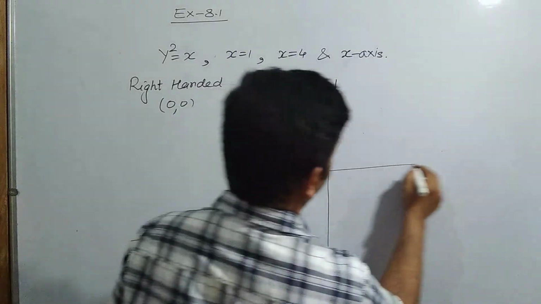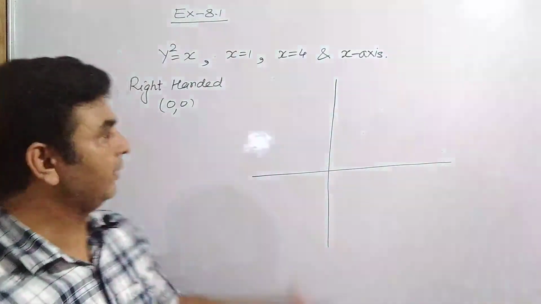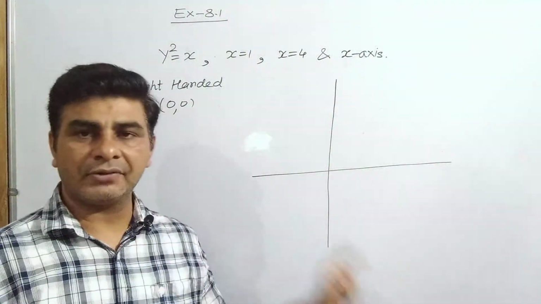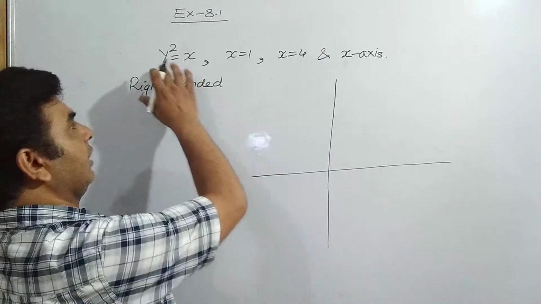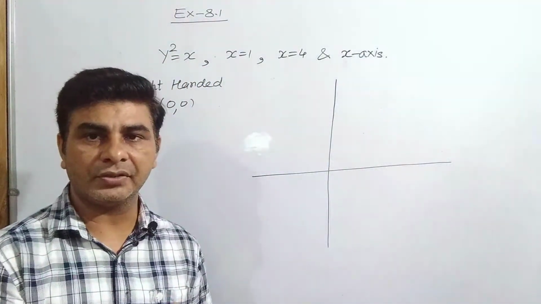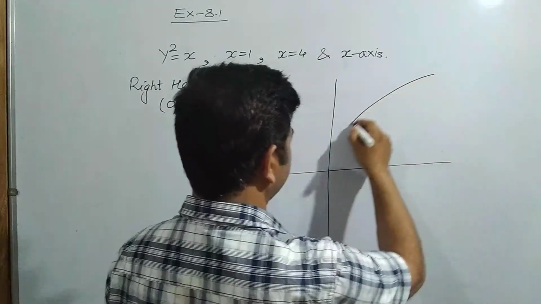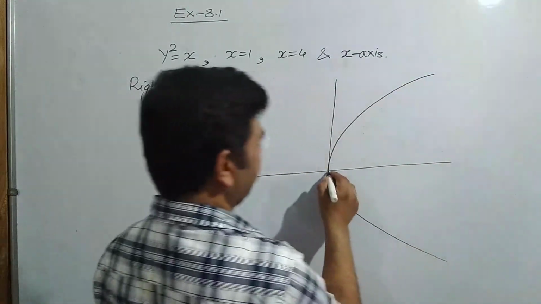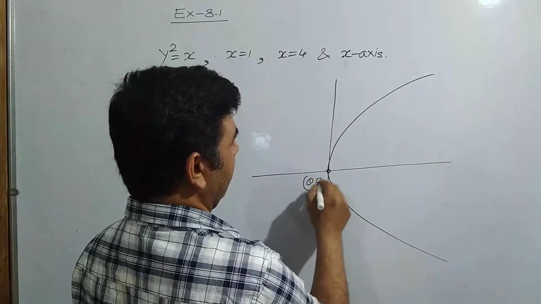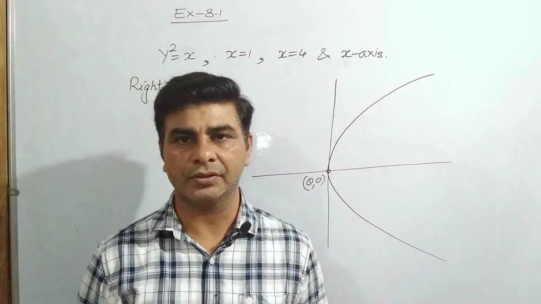So let me draw the rough sketch now. First of all, we identify the function, which type of function is given to you. After that, you have to draw the rough sketch, and for the rough sketch I know this is the right-handed parabola whose vertex is 0, 0. So this is like this. Vertex is 0, 0, and this is your right-handed parabola which is symmetric about the x-axis.